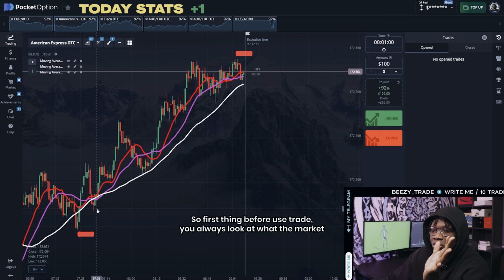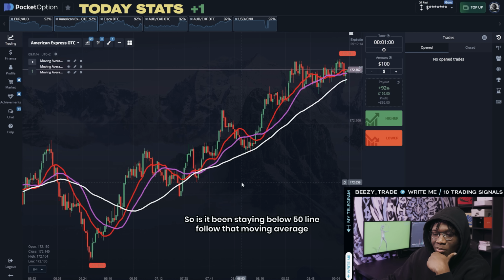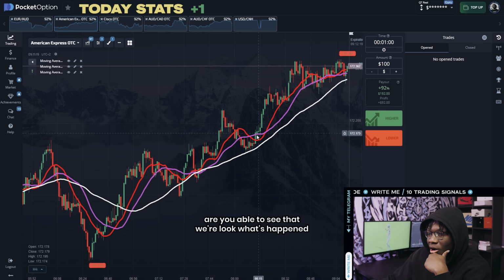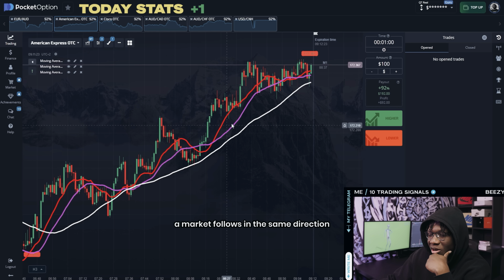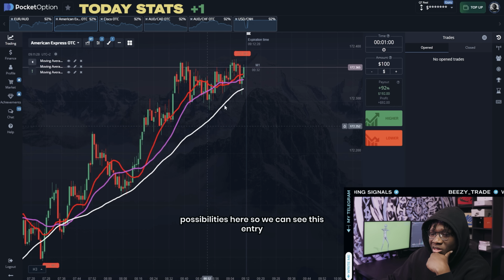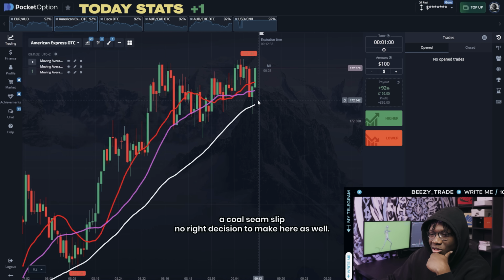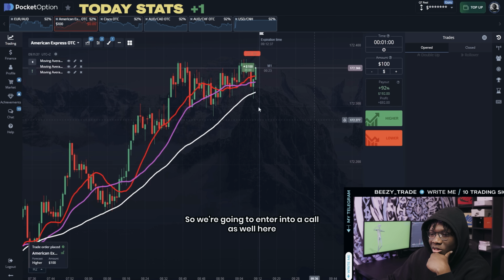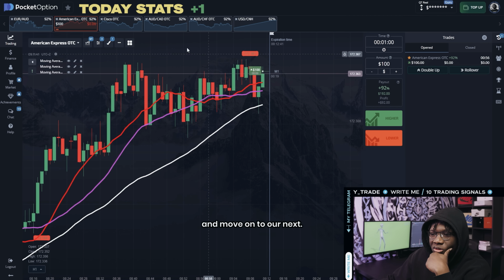First thing before you use the strategy, always look at what the market has been doing, right? Has it been staying below every line, below that moving average? Are you able to see that when the crossing happens, the market follows in the same direction? So right here, we can see the same. Entering a call seems like the right decision here as well. So we're going to enter into a call here and move on to our next.